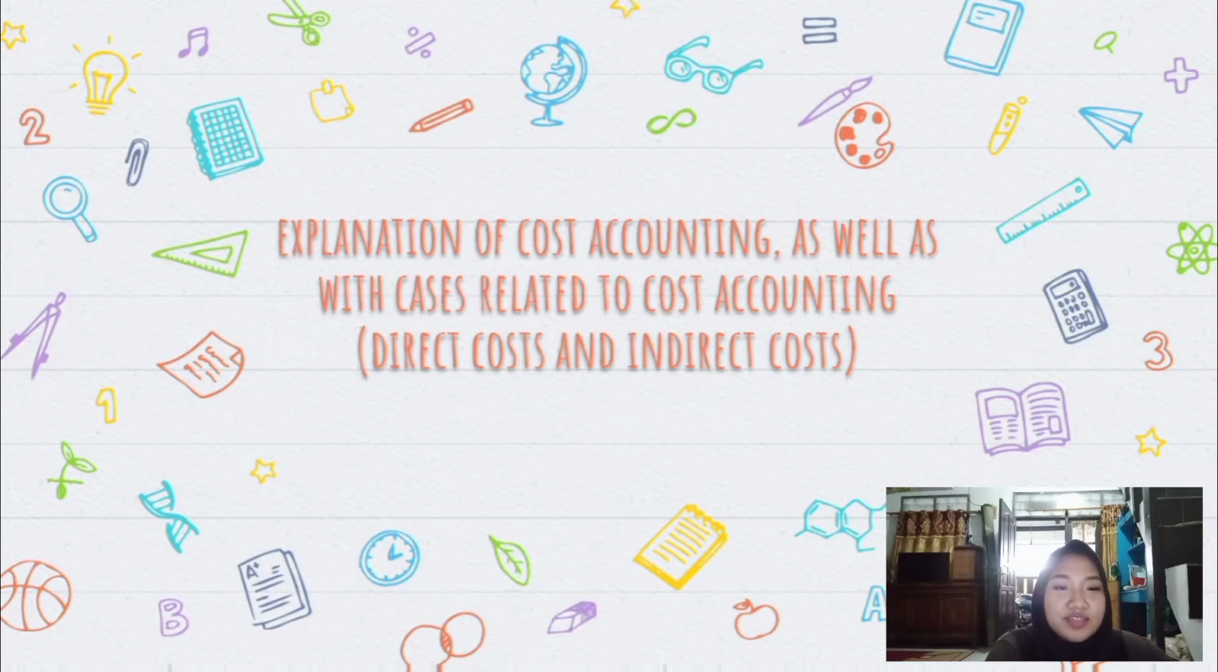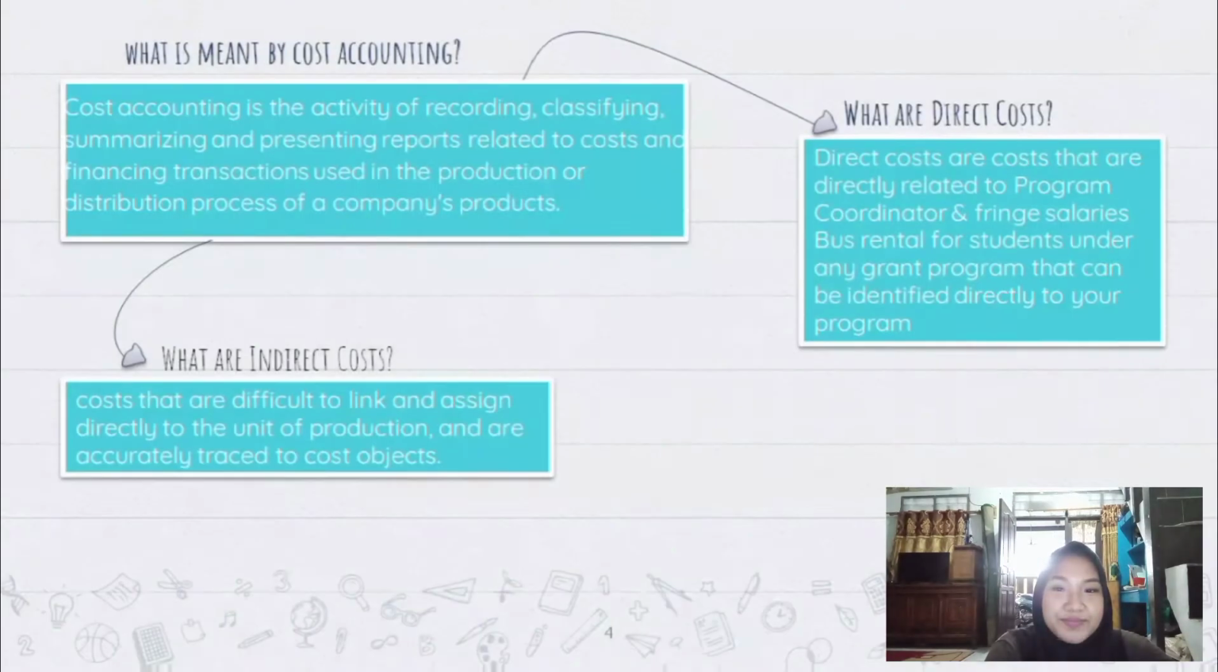Explanation of cost accounting as well as cases related to cost accounting, direct cost and indirect cost. What is meant by cost accounting? Cost accounting is the activity of recording, classifying, summarizing, and presenting reports related to costs and financing transactions used in the production or distribution process of a company's product.